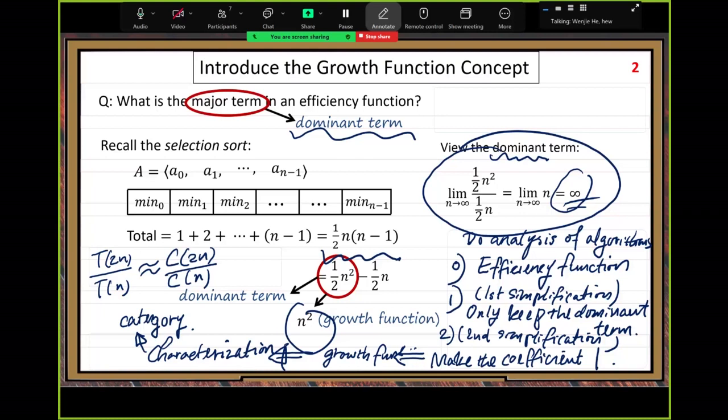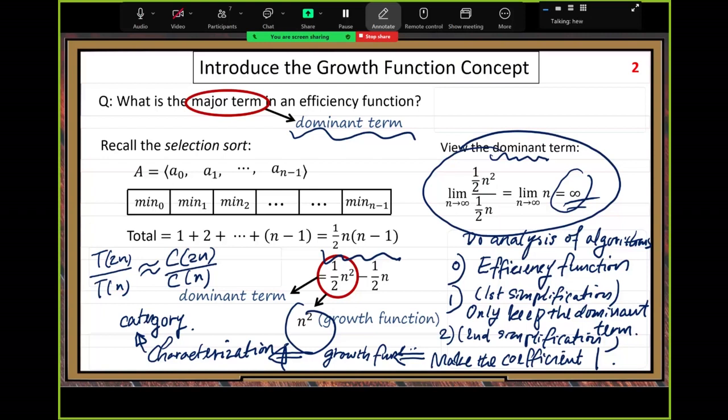So we put them in the same category. All the functions in the same category have the same increasing rate. The difference is only that each function has a different positive constant multiplier. Multiplied by a positive constant. That's the difference. The constant you can change.